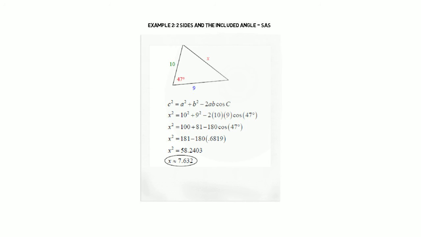So you're just going to plug that all in, and then you figure out that 181 minus 180 times 0.6819, and then you get 58.2403 equals x squared. So you're going to take the square root of both sides, and you're going to get that x is approximately equal to 7.632, and so that would basically be how long side x is. So again, like the other ones, it's pretty straightforward, pretty simple. Just plug the information into the formula and solve.